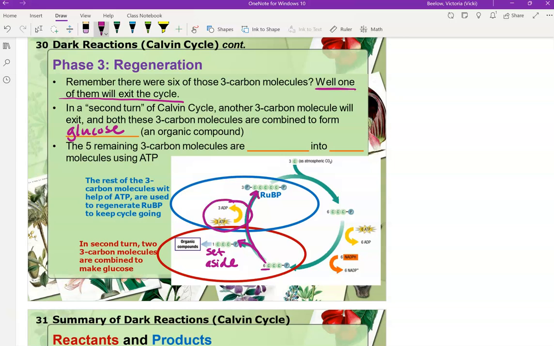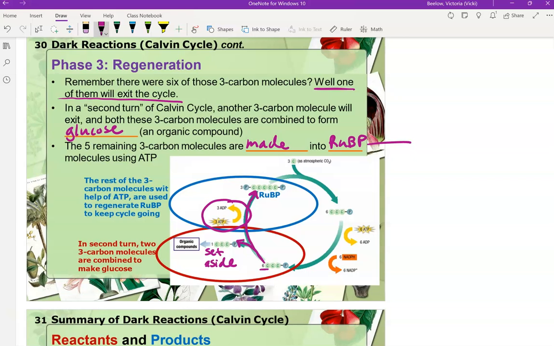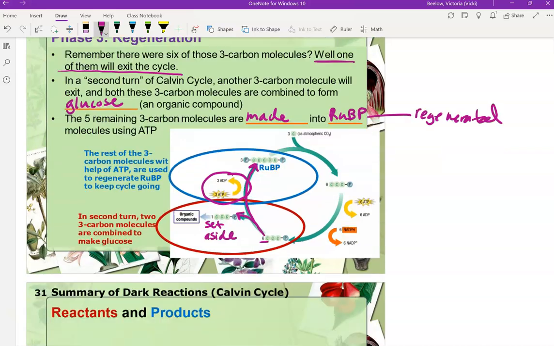We're going to use ATP again. So the 5 remaining 3-carbon molecules are made back into RuBP, because this is, of course, a cycle. So technically, RuBP is the thing that gets regenerated. Very much analogous to oxaloacetic acid that you saw in the Krebs cycle, so that we can continue this cycle again.